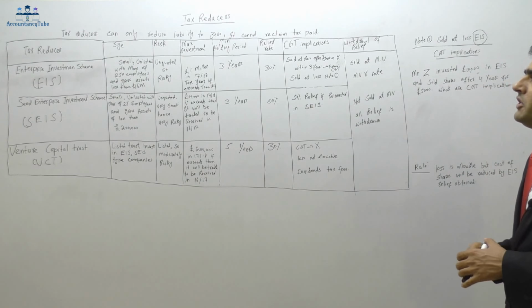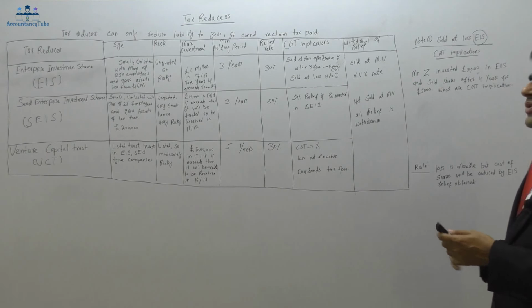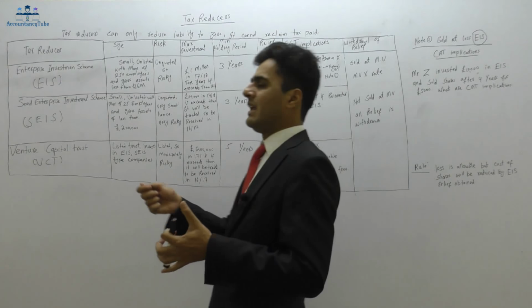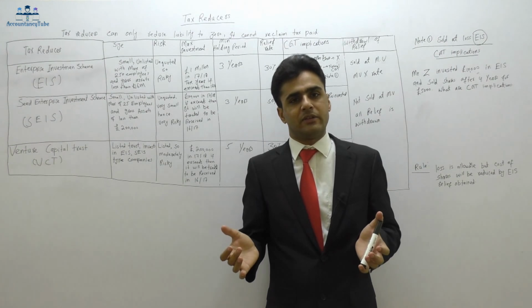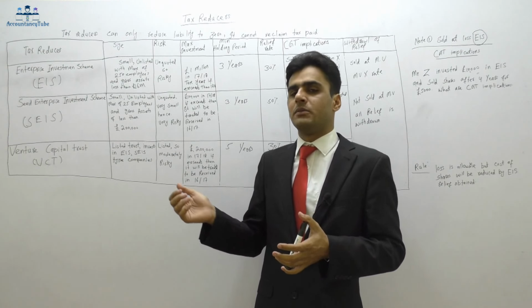Now what are the CGT implications? Capital gains tax. What is capital gains tax? Whenever I sell something, I will take the sales less cost. That is our capital gains tax. So in simple terms, it's like that.